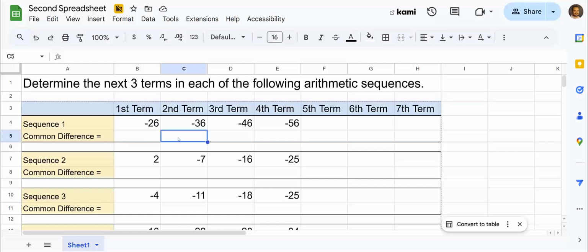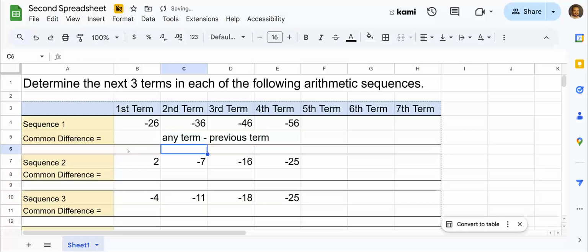The common difference can be found by taking any term and then subtracting the previous term. So if you take any term and you subtract the previous term, that will give you your common difference. That'll tell you what you're adding by every single time. So let's go ahead and do that.